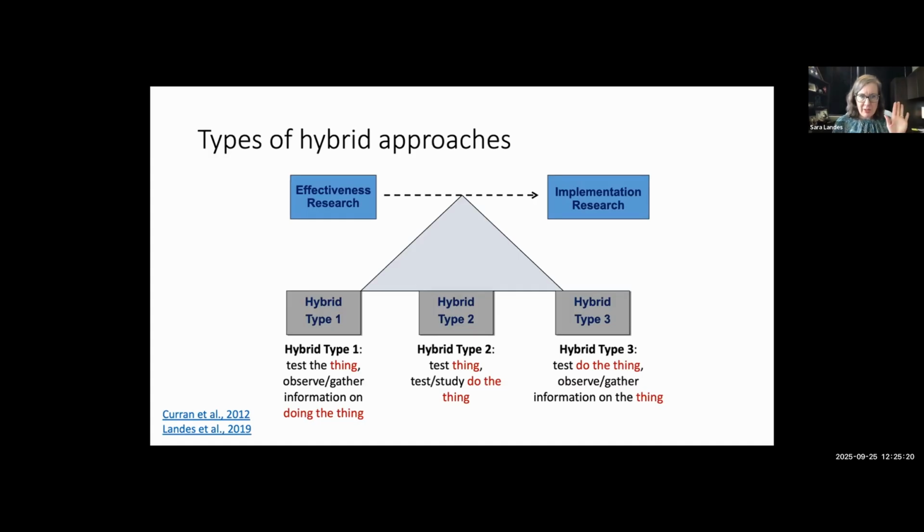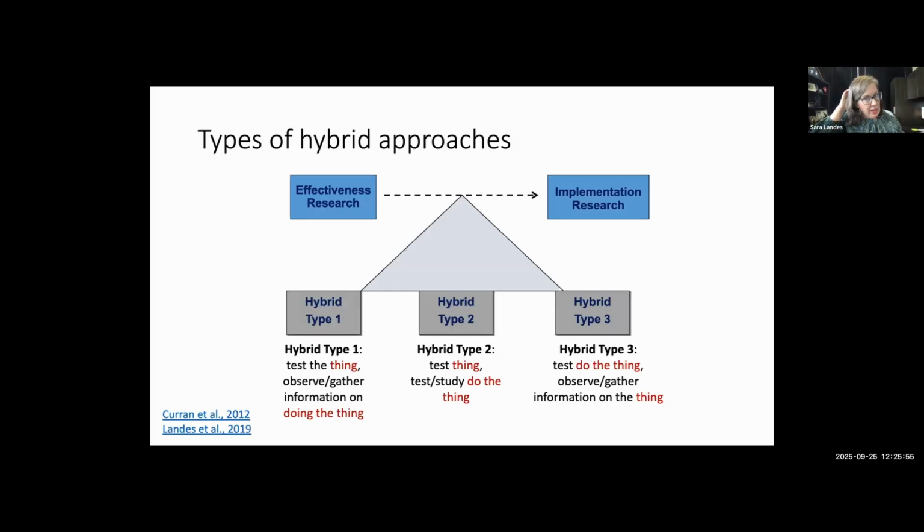So we're going to start with a hybrid type 1. So hybrid type 1, your main focus is, does the thing work? And then while you're testing if the thing works, you're going to gather information on doing the thing. So you're going to look at implementation barriers and facilitators, learn about your context. But really the goal is, does the thing work? And so it might be you're doing a clinical trial and you're adding on a process evaluation. And I'll go through each type in more detail in a few slides. But this is really, does the thing work, with some about implementation variables.